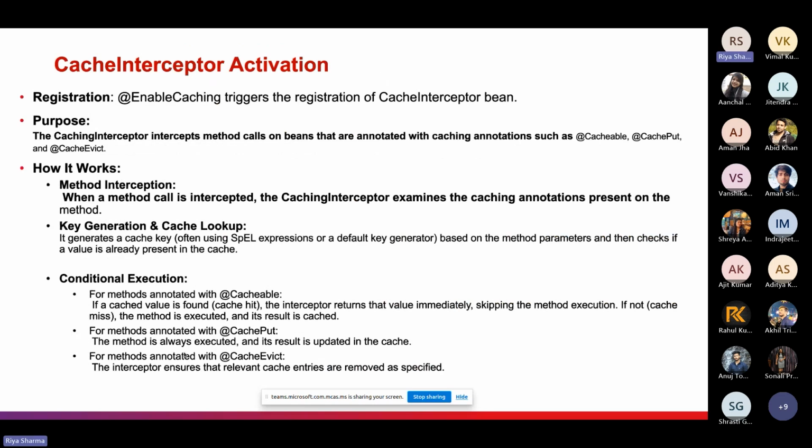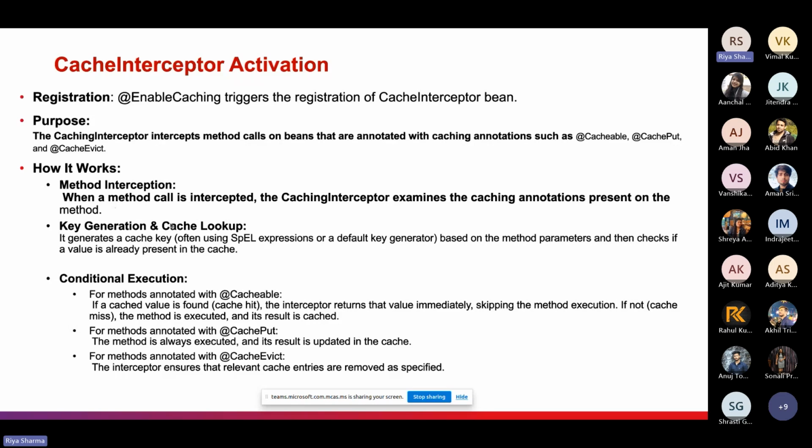So in between, when we were talking about cache interceptor activation, whatever calls get diverted, they get intercepted, right? The purpose is to intercept method calls on beans that are annotated with caching annotations. Whenever we build an application, we give annotations to the methods so that Spring knows that this call has to be intercepted, right? So when a method call is intercepted, the caching interceptor examines the caching annotations present on the method. What annotation is present? Is it cacheable? Is it cache put? Is it cache evict? Based on that, it'll intercept the call.